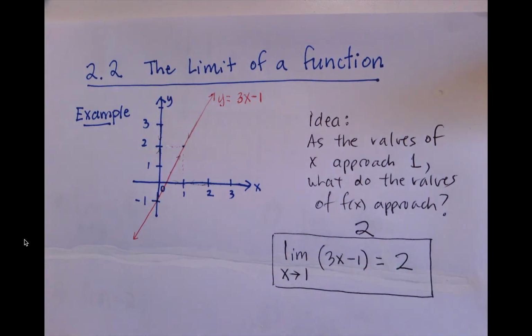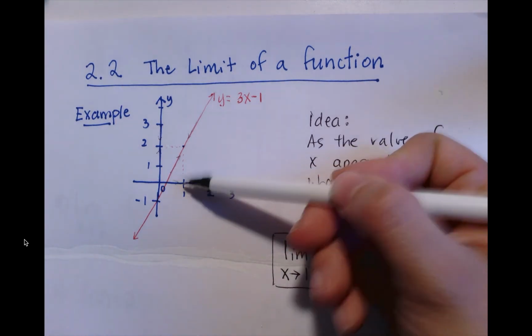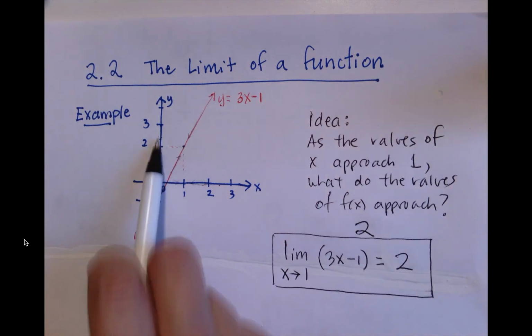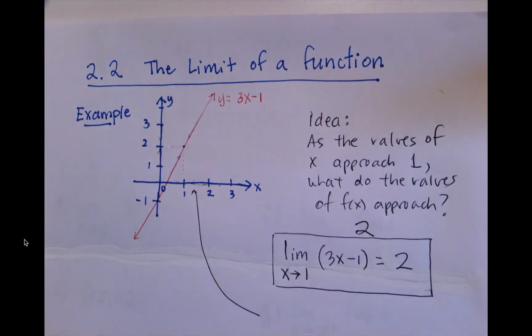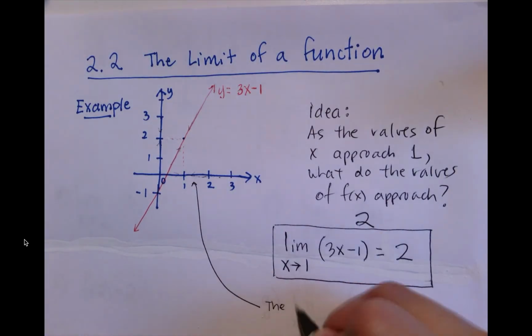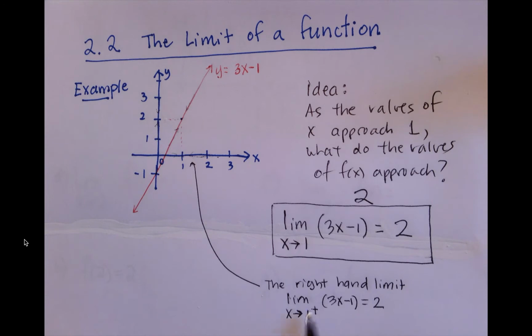Okay. Now, another thing I want to point out is I can approach 1 from the right, or I can approach 1 from the left. And it's possible that I get a different value for my limit. If we're approaching x from the right, we call this the right-hand limit, and we use this notation. So the limit as x approaches 1 from the right of 3x minus 1 is 2. And this is the notation right here.